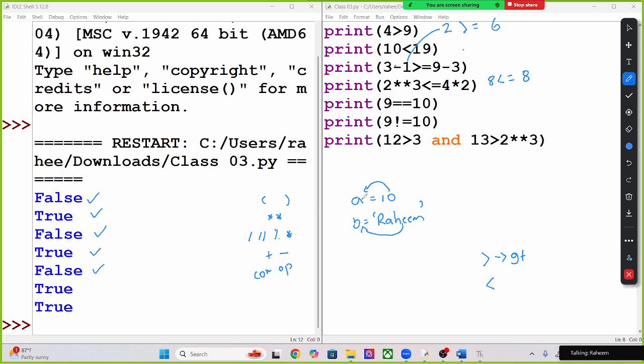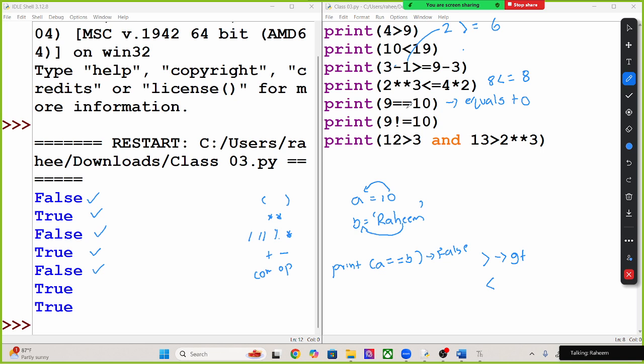For example, here a is 10, b is Rahim. So if you print a is equal to b, note that a single equal sign is assignment. Here we use the equals-to operator. Now you tell me, is a equal to b? No, it's not. The value of a is 10, the data inside b is Rahim. These two are not equal, right? Then it prints false. Do you understand?